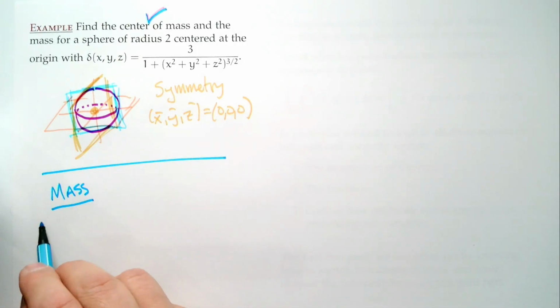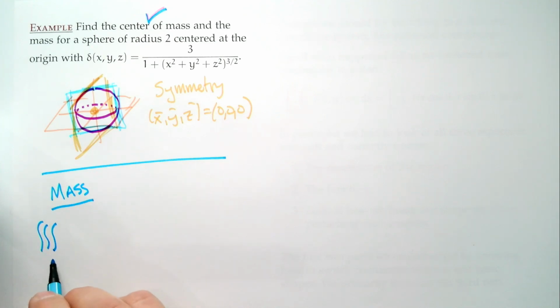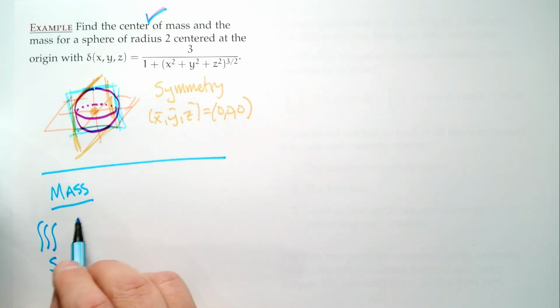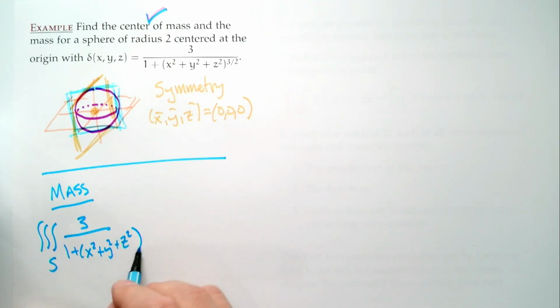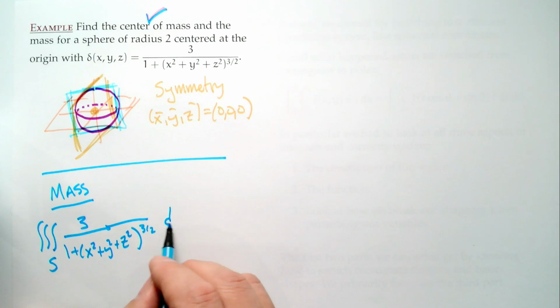Well, that's not so bad. We're just going to integrate over our sphere. I'll call it S for sphere. Our density, 3 over 1 plus x squared plus y squared plus z squared to the power of 3/2 dV. Now, that's what we have to do to find the mass. However, when I look at this integral, one thing sticks out to me. It's hard. I would be challenged to figure out how to even start to begin this integral. So, I'm not going to do it yet. I need to come up with a good plan.